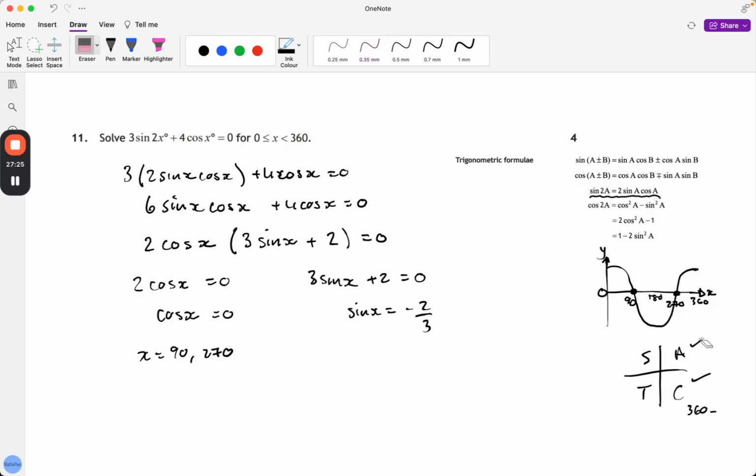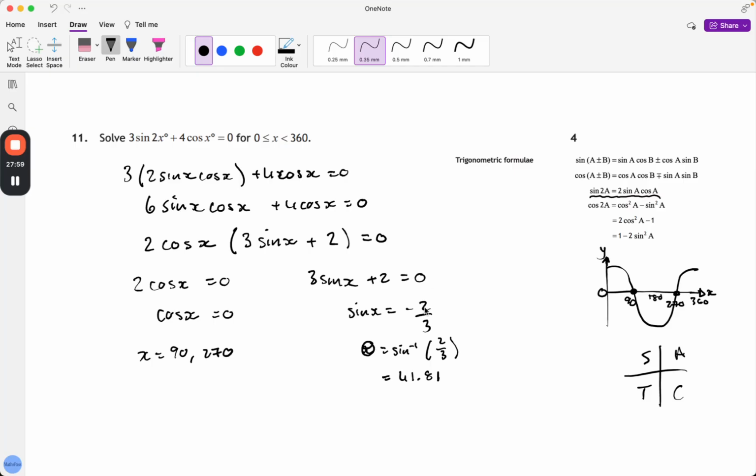Okay, let's also look at our sin x. So what I would normally do is do sine inverse of just 2/3, and then we'll use the CAST diagram to tick where we're positive. So sine inverse of 2/3, you can pop that on your calculator, and that ends up giving you 41.81 if we round to 2 decimal places. But that's not the x we're looking for, so I'm just going to call that theta for now.